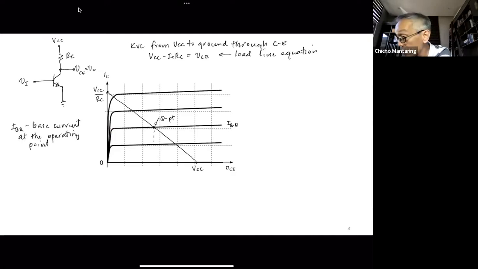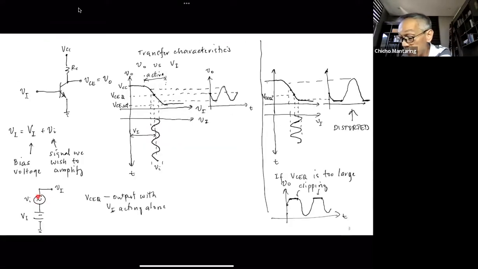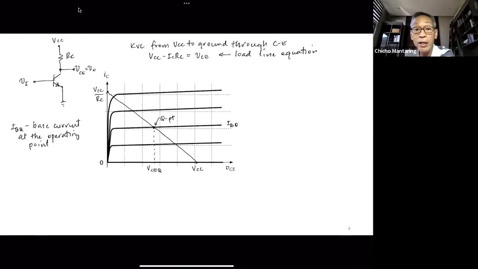Thus, this will be the value of VCEQ. That is the Q point of your collector to emitter voltage, which in this particular case is also my output voltage. What happens when we now apply a signal small v small I? So we apply that on top of capital V capital I. This signal is going to cause your base current to change.